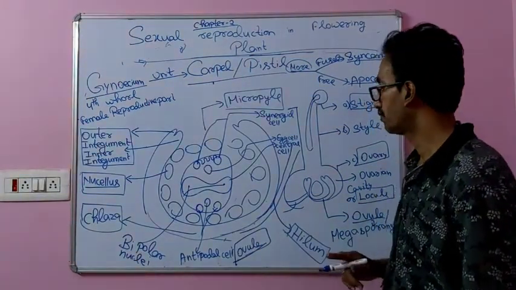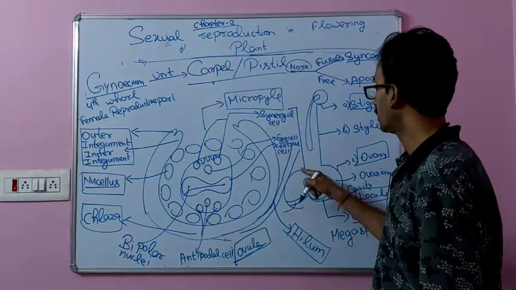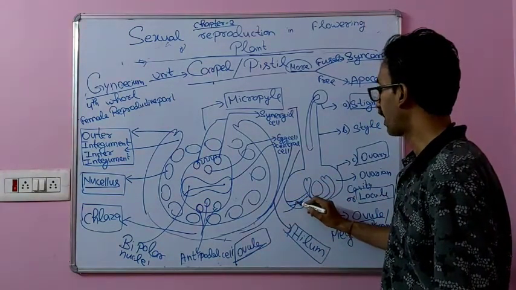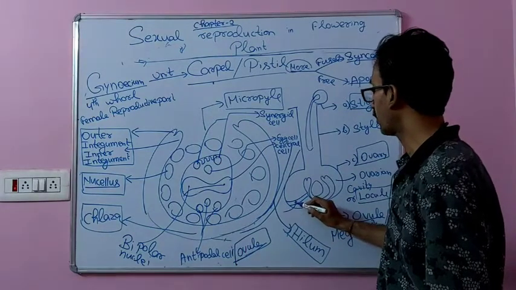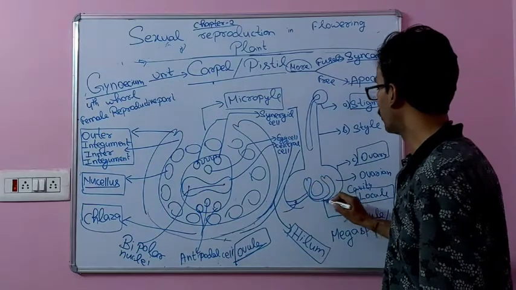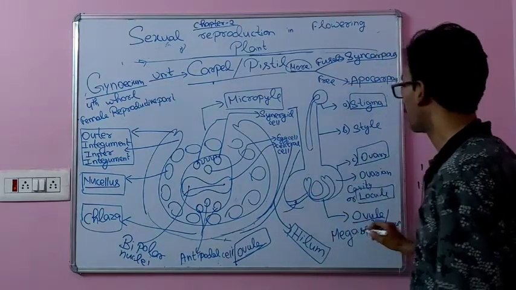Now see, in the ovary, from its inner layer, the placenta arises. This is the diagram of the placenta, whose tooth-like part has the ovule or megasporangium.